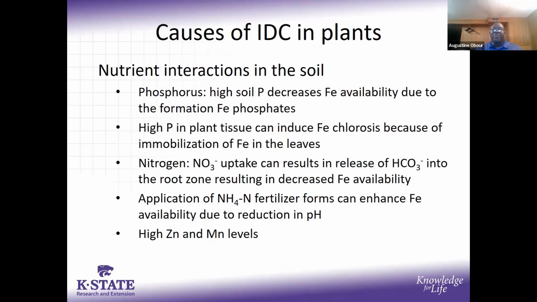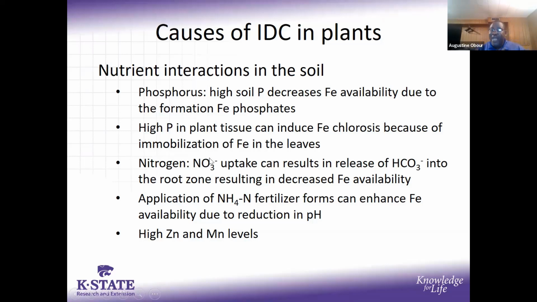Then we also have nutrient interactions in the soil. The first culprit is phosphorus. High phosphorus in the soil can decrease iron availability because iron reacts with phosphorus to form iron phosphates. So in high pH soils, if you have a lot of phosphorus in the soil, it can actually reduce iron availability.